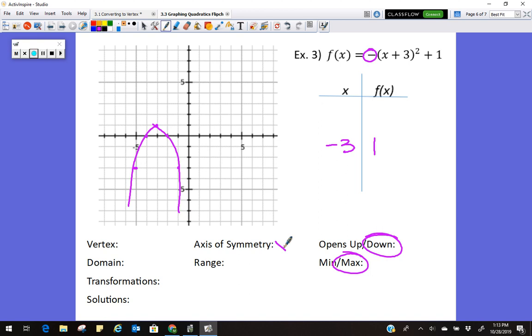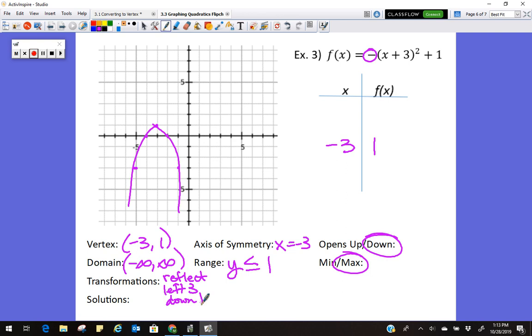Axis of symmetry is going to be x equals negative 3. The range is going to be y is less than or equal to 1 this time. The vertex is at (-3, 1). The domain, negative infinity to positive infinity. Remember, that's always the same. Transformation, you've got several things here. It's a reflection. It moved left 3 and up 1. And the solutions are going to be negative 4 and negative 2.